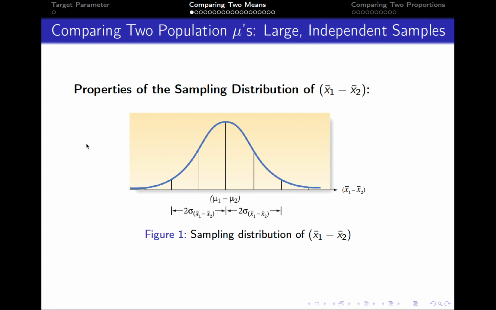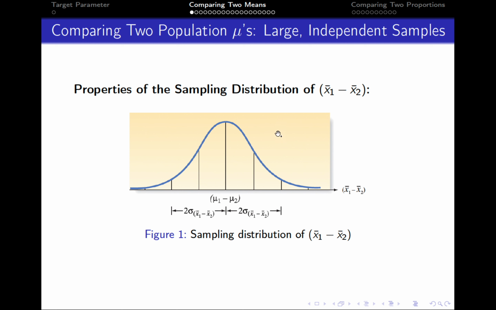Since we are going to compare two population means, what we will be doing technically is discussing the difference between two population means. And to do that, as always, we will use the sampling distribution that we get from a specific sample. So in this case, we will be discussing the sampling distribution of the difference between two sample means.